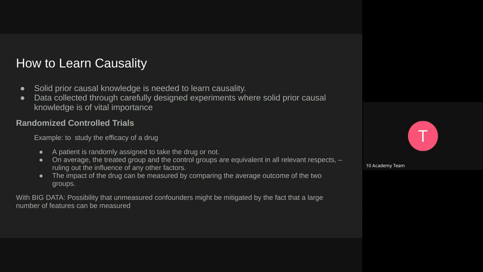So the weather is a confounder variable that is changing the two. And this is the definition of a confounder variable: a variable that you are not considering that is causing the change in the two variables you are looking at.